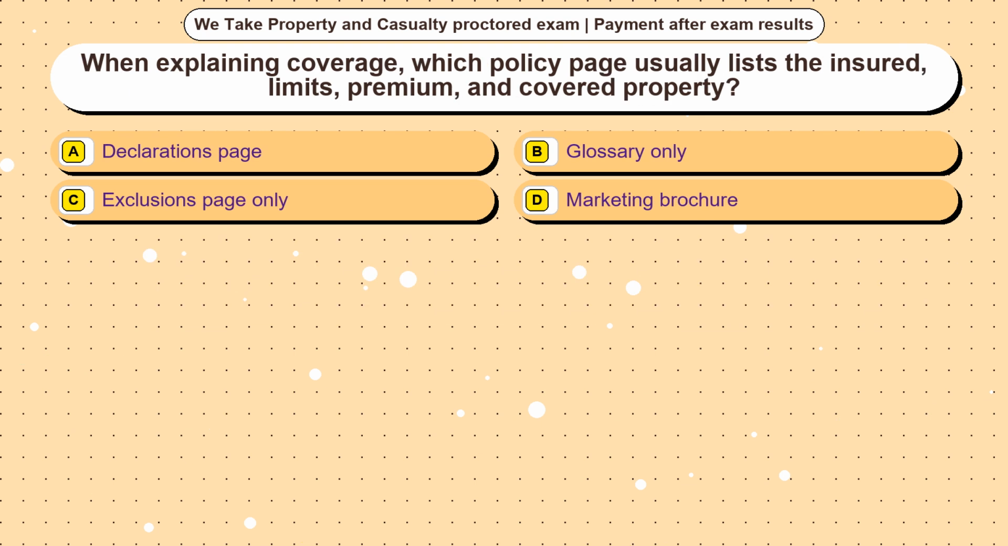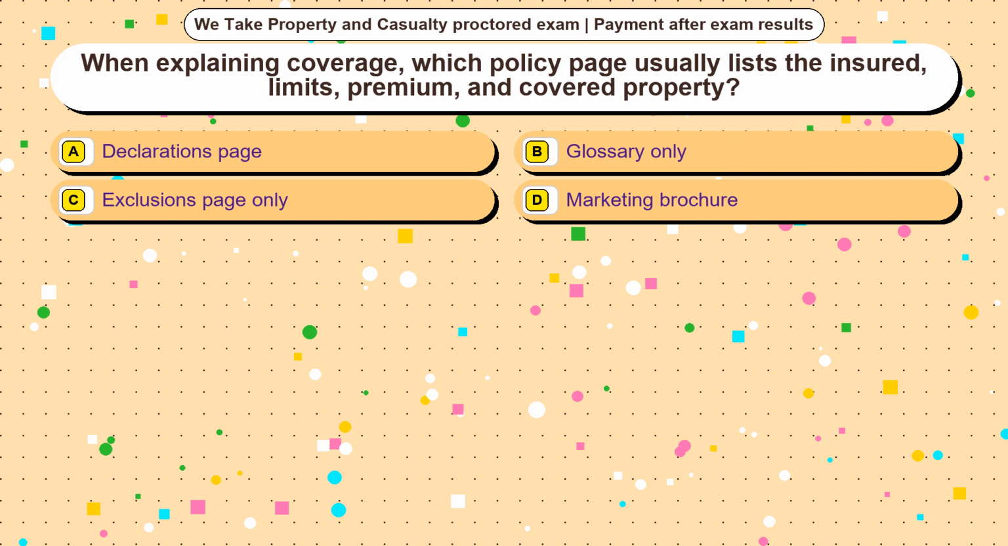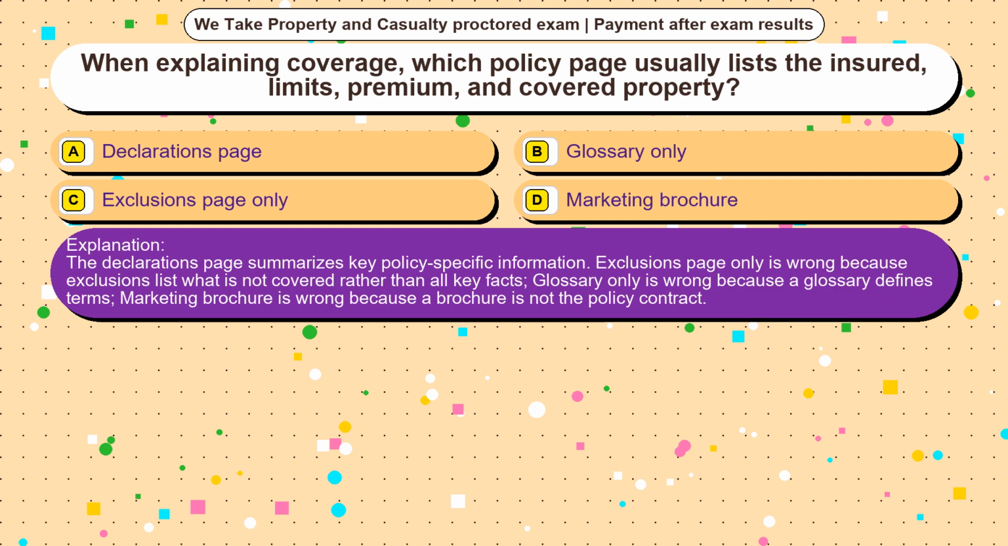Question 24. When explaining coverage, which policy page usually lists the insured, limits, premium, and covered property? Option A, declarations page. Option B, glossary only. Option C, the exclusions page only. Option D, a marketing brochure. The correct answer is option A. The declarations page summarizes key policy-specific information.